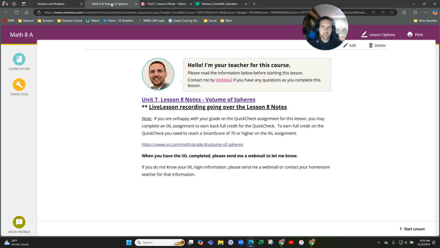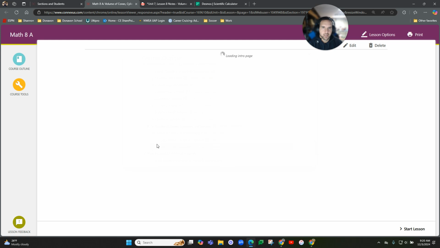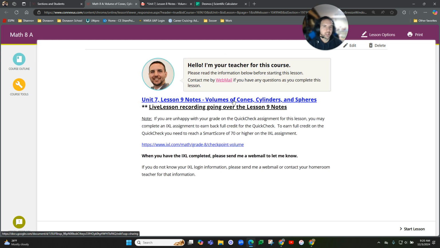In lesson 9, we are comparing the volume of cones, cylinders, and spheres. That's an interesting one where we compare how they relate to each other. For instance, if you take the volume of a cylinder and multiply it by 1/3, you get the volume of a cone, which is kind of interesting. But that is for another lesson.